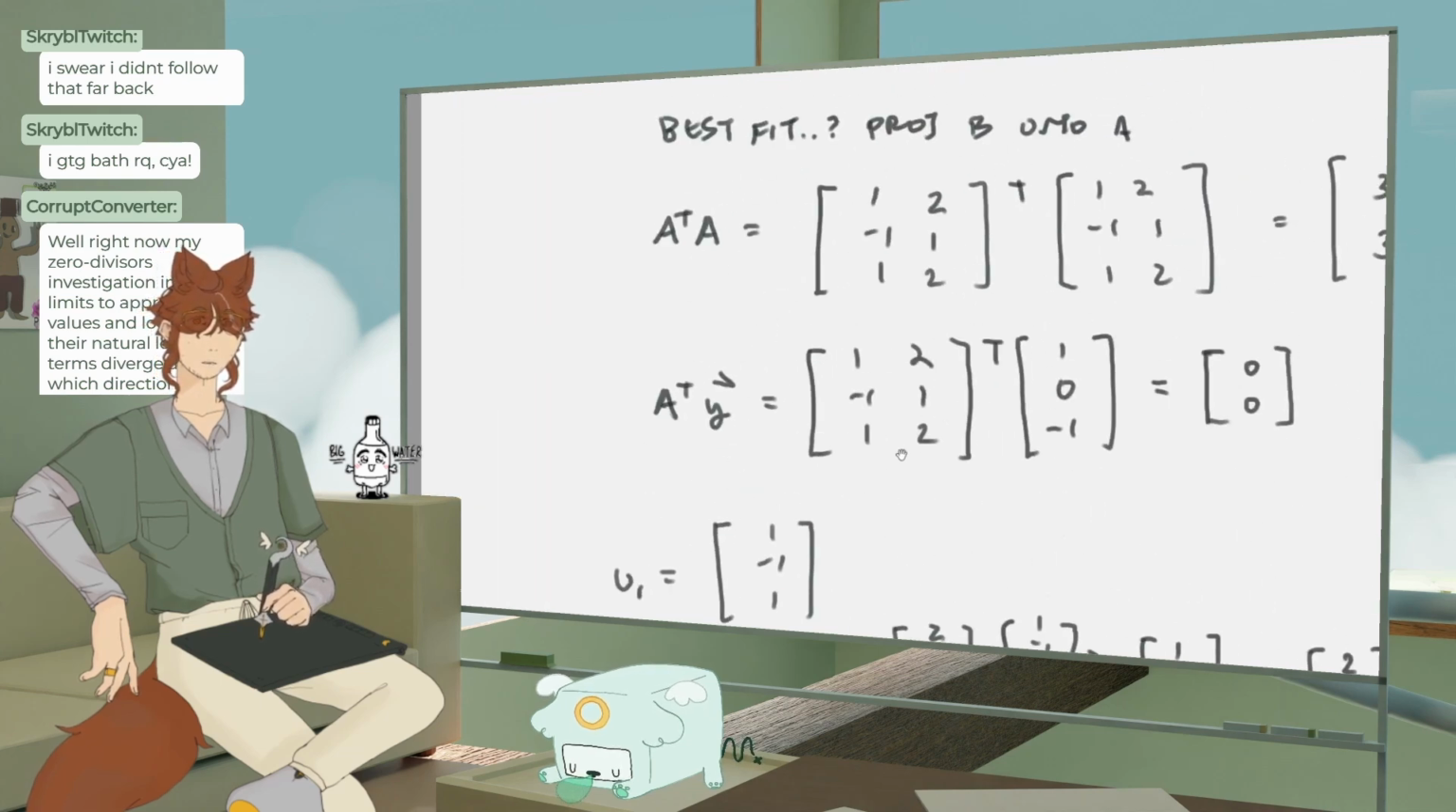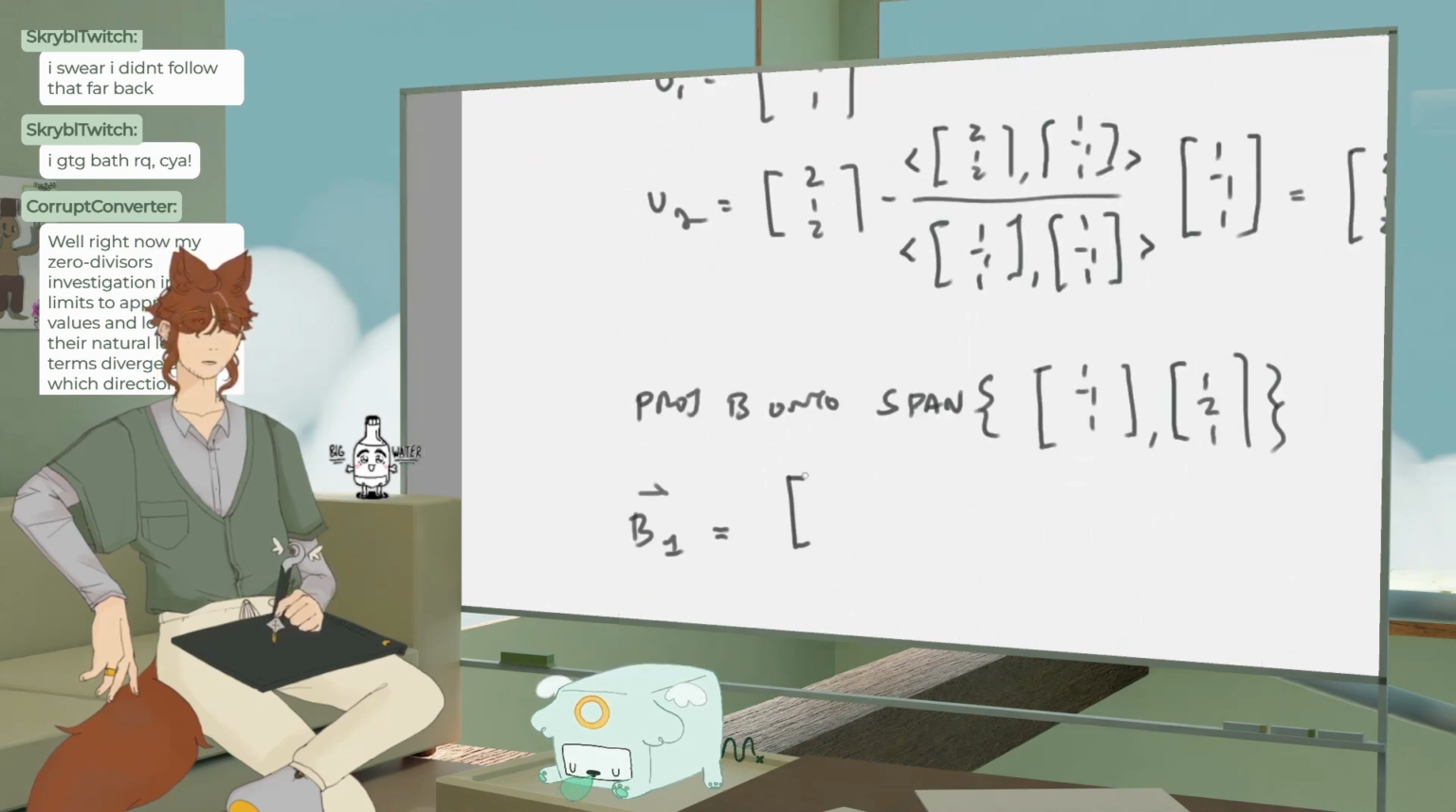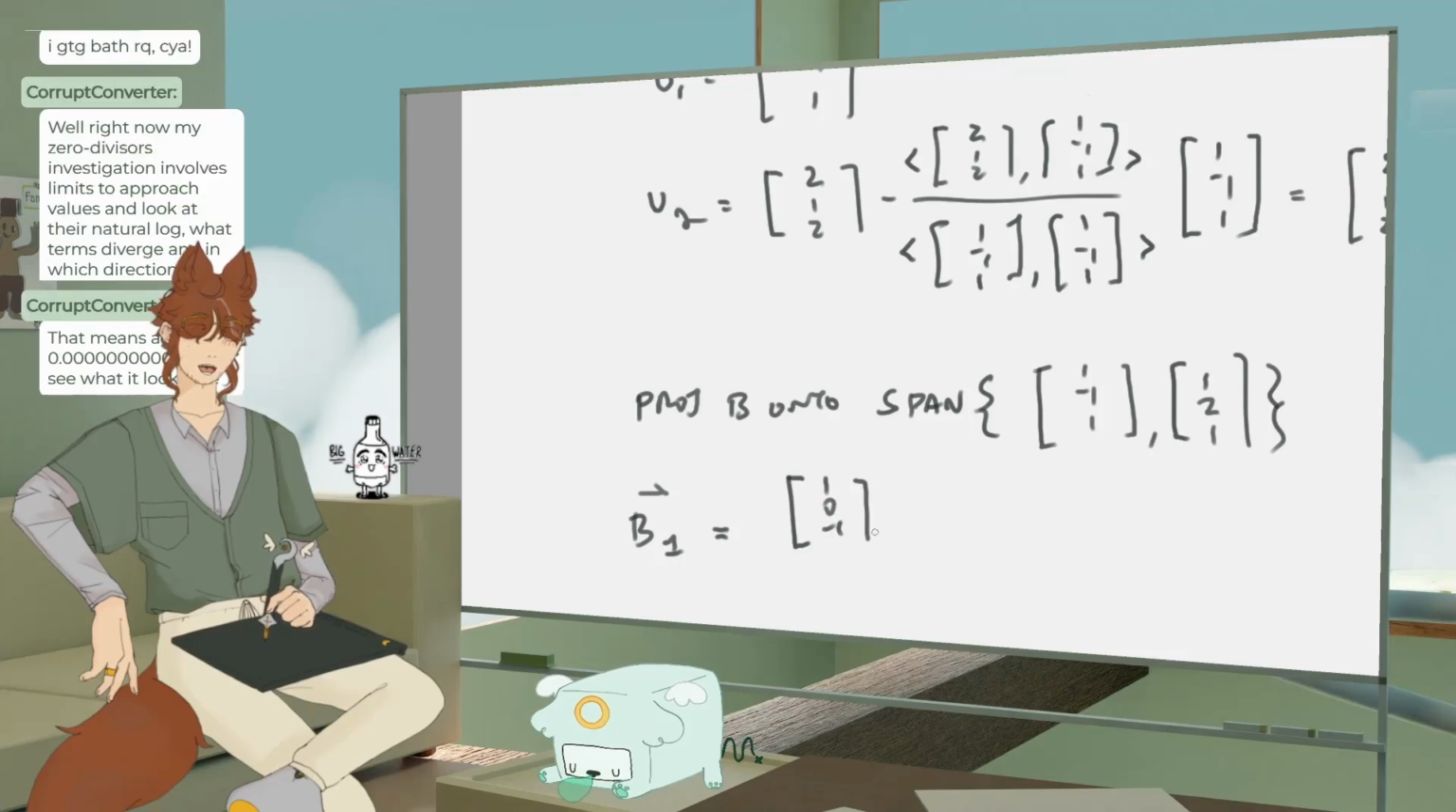Okay, what is B? I already forgot. 1, 2, 3, 1, 0, -1. Just making up numbers. 1, -1, 1.